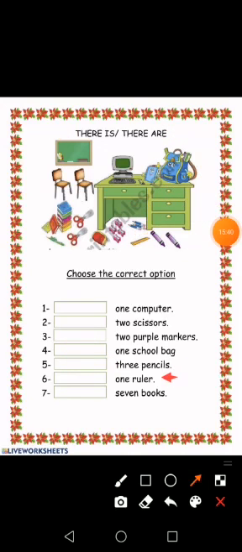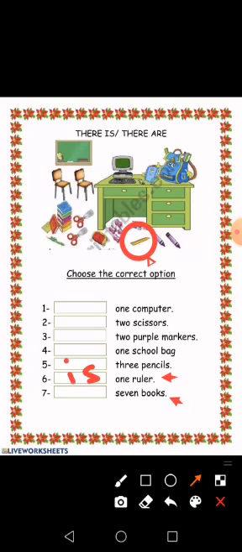Okay? So one ruler. Where is the ruler? Here we have the ruler. Can you see? So one ruler, singular or plural? Singular. And with singular you have to use is or are? You have to use is.